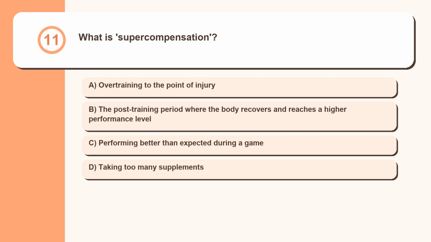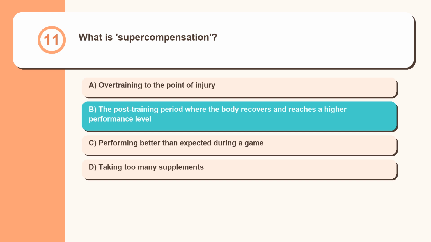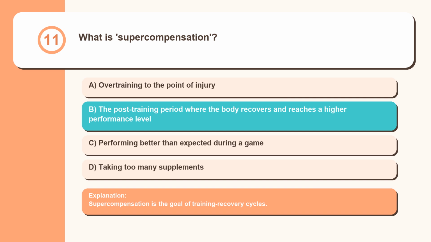Question 11. What is supercompensation? Overtraining to the point of injury. The post-training period where the body recovers and reaches a higher performance level. Performing better than expected during a game. Taking too many supplements. Supercompensation is the goal of training recovery cycles.